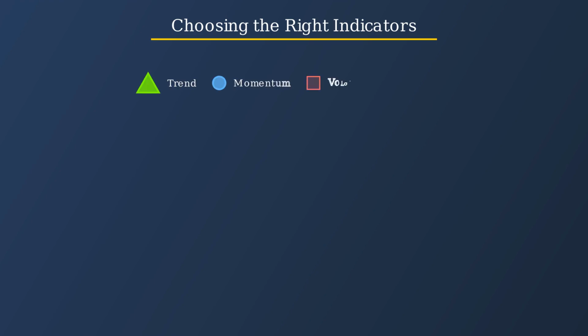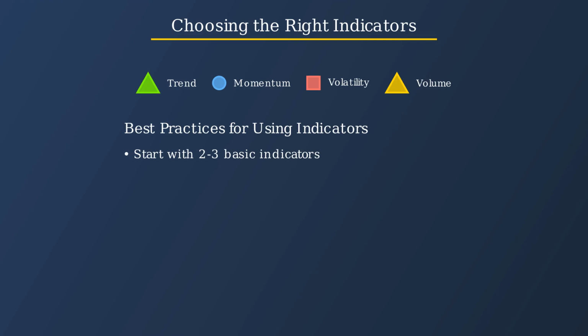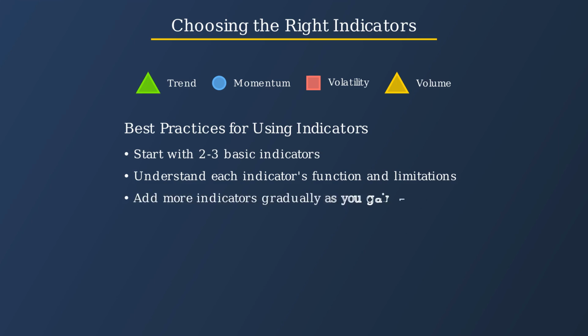When building your technical analysis toolkit, consider indicators from different categories, including trend, momentum, volatility, and volume. For best results, start with just 2 or 3 basic indicators that you fully understand. Take time to learn each indicator's function, calculation method, and limitations before relying on it for trading decisions. As you gain experience, gradually add more indicators to address specific aspects of your trading strategy.